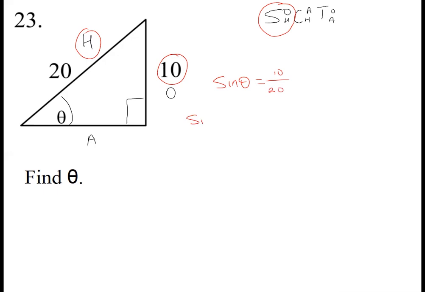We will then inverse sine on both sides, leaving us with this. On the left-hand side, the sines cancel out, leaving us with theta. And then if we put the inverse sine, 10 over 20, into our calculators, we should get 30 degrees.